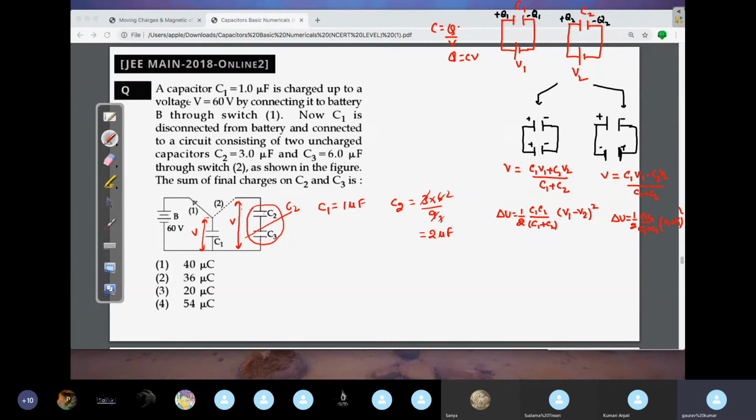Now that voltage only will supply charge to these two, no? Are you able to follow? That charge itself. So after calculating V, we can treat it like this. You have a voltage V, and we have connected two capacitors here, C1 and C2, and they're asking you what is the charge given by the battery to this combination. This is the question you will have here.